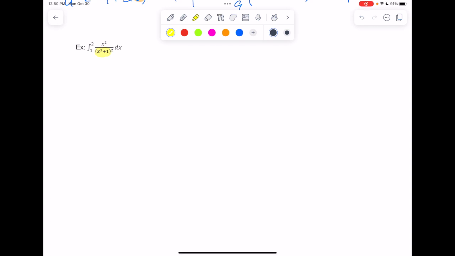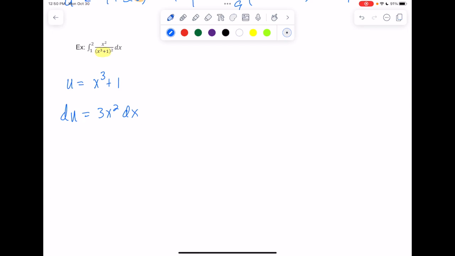When you have stuff raised to a power, it's almost always the case that that should be your u substitution. So u equals 3x plus 1. Sorry, I think I was starting to take a derivative in my head there. U equals x cubed plus 1. And then du will be the derivative, 3x squared times dx.